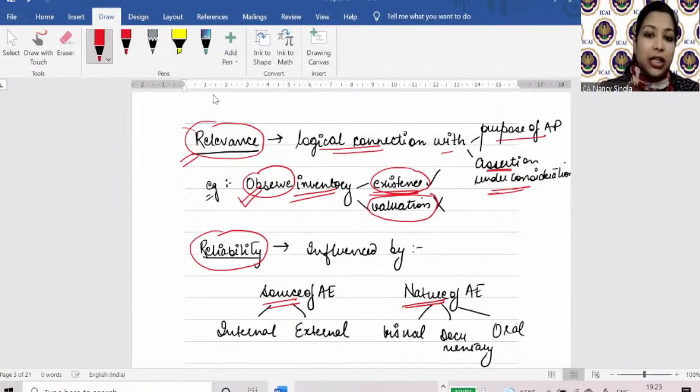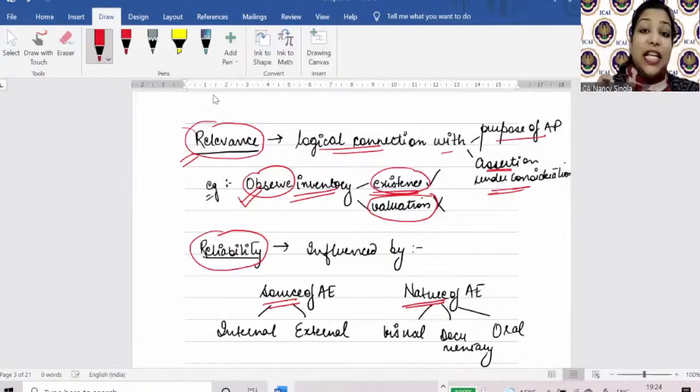Okay? External. Let's say purchase invoice. My client is purchasing something. It must have obtained the purchase invoice from the party. Okay? So external. Let's take another example. I have asked for a balance confirmation from the debtor. I'm getting the confirmation from a third party, not internal to the client. It is external. Okay? So the reliability depends upon the source, which is internal or external.